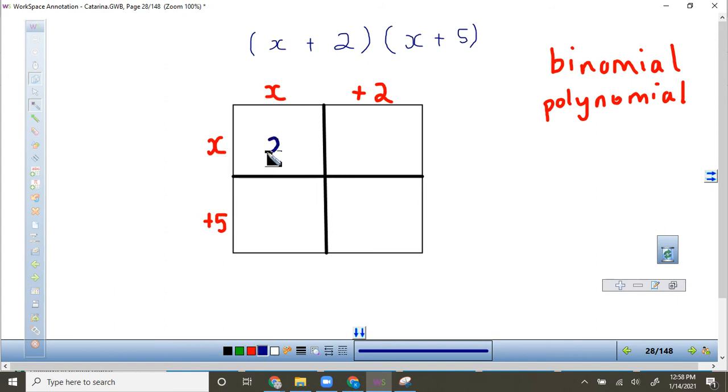x multiplied by x is x squared. x multiplied by positive 2 is 2x. Positive 5 multiplied by x is 5x. And 5 multiplied by 2 is 10.